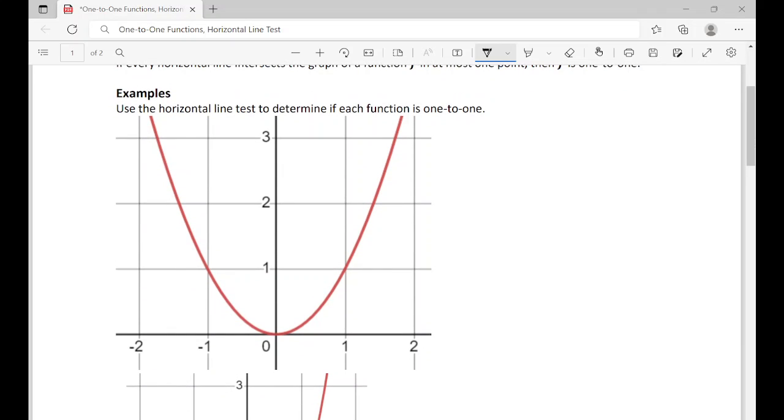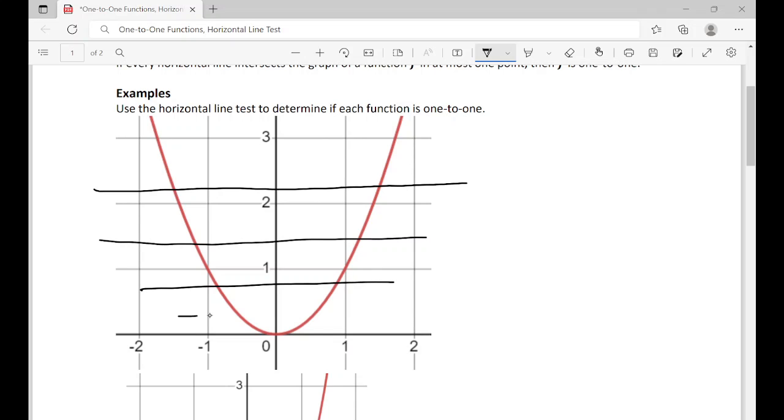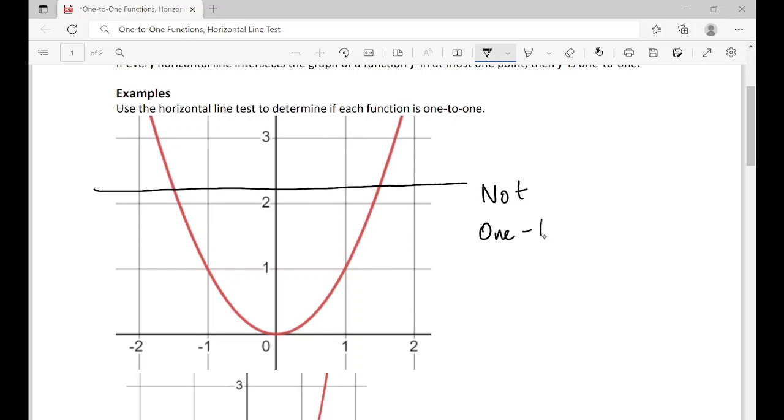So we have this first graph here, and we're going to use the horizontal line test to tell, is this one-to-one? So if I draw a horizontal line, it crosses two times, right there. Technically it crosses two times at an infinite amount of places, but all I'm really looking for is whether it intersects anywhere once, or anywhere more than once. So since it does intersect right here more than one time, this is not one-to-one.